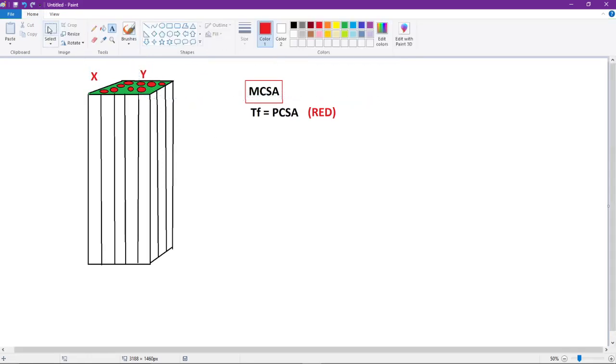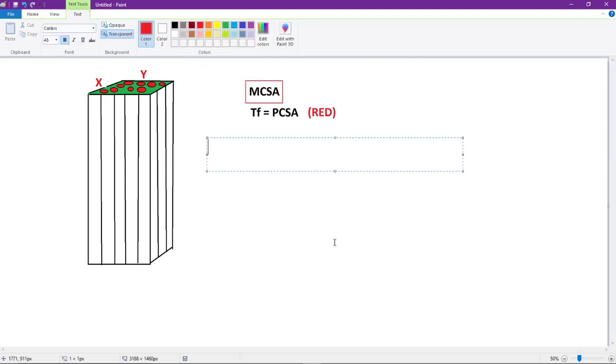This is the length of the side. This is the X side. So, if I have to calculate the area of this cross section, it will be X into Y. So if I multiply them, it will give me the area. So this is the morphological cross-sectional area.